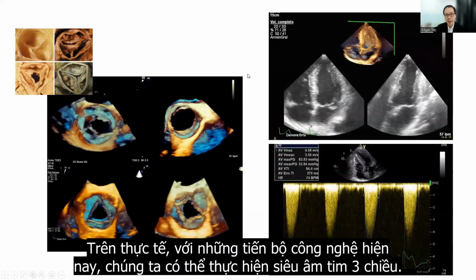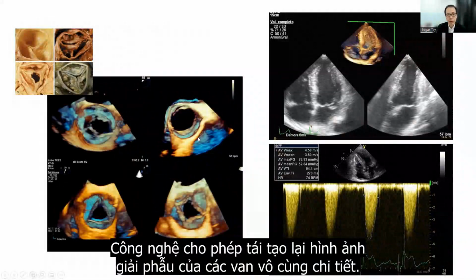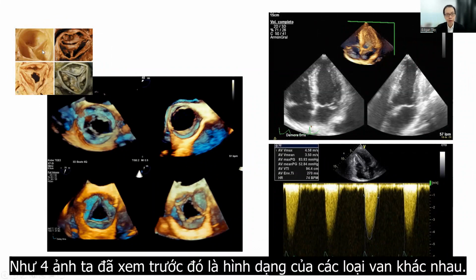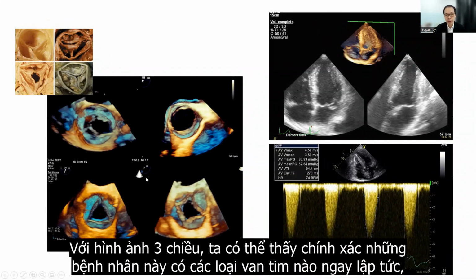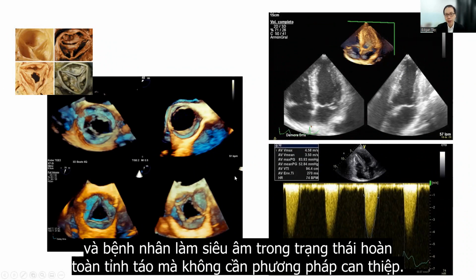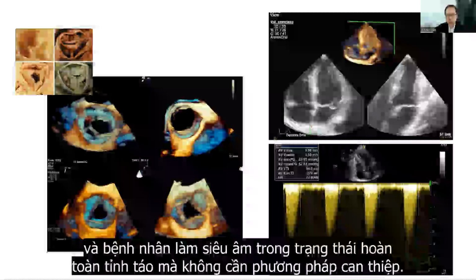In fact, with the recent technology advances, we can do what is called three-dimensional echocardiograms. And this allows us to reconstruct the valve anatomy very clearly. Remember, I showed you the 4 pictures earlier on different types of valves. With the three-dimensional imaging, you can see exactly that these patients have these types of heart valves immediately. And this is done with the patient fully awake without any invasive process.